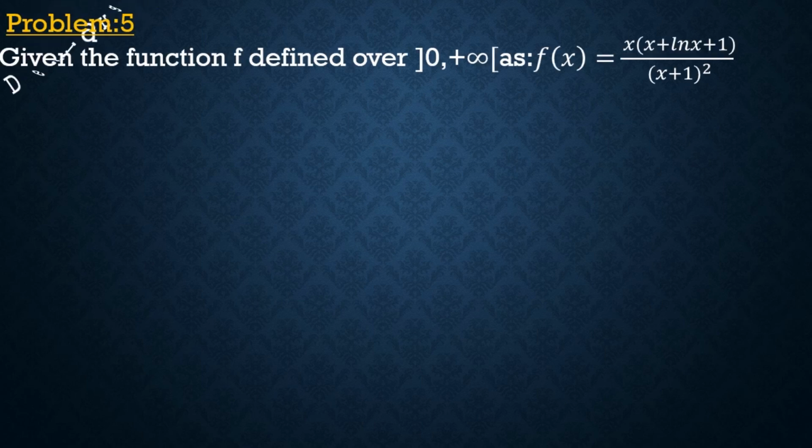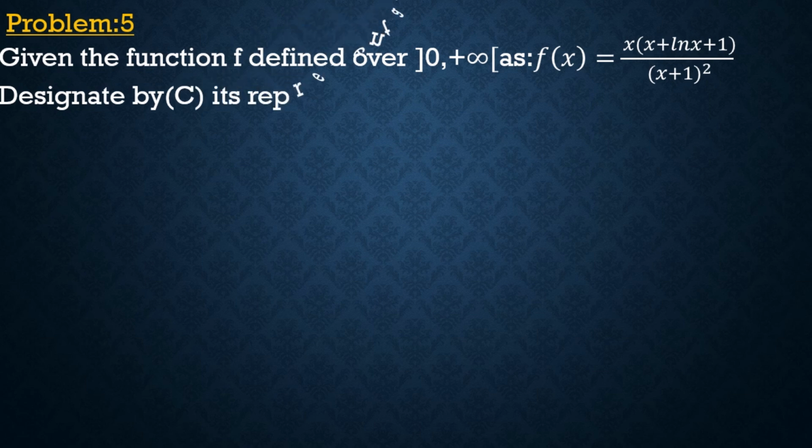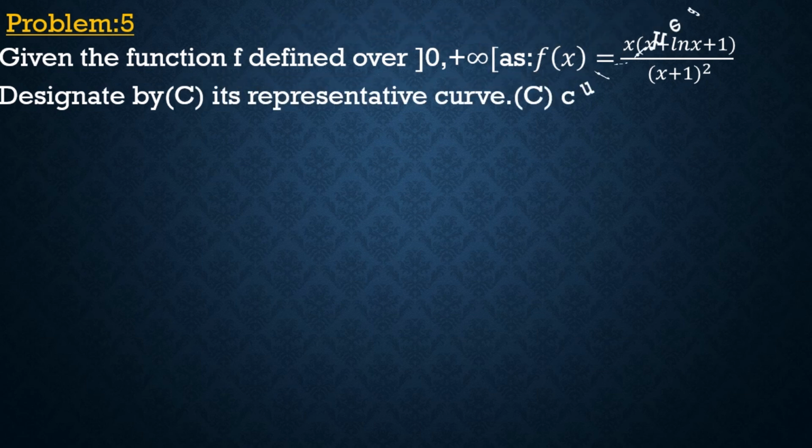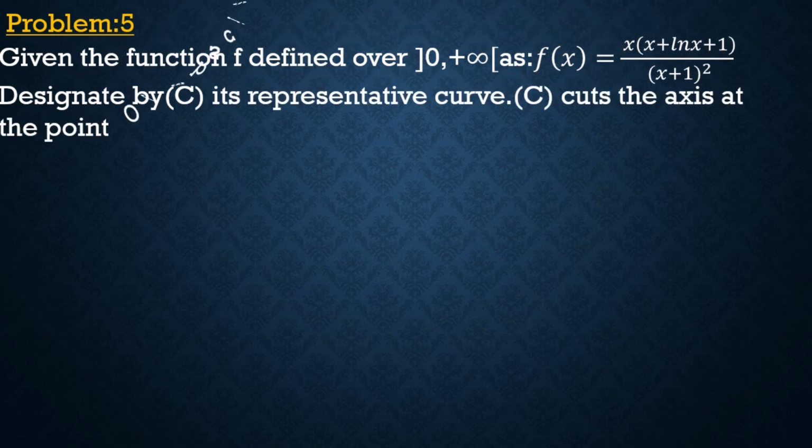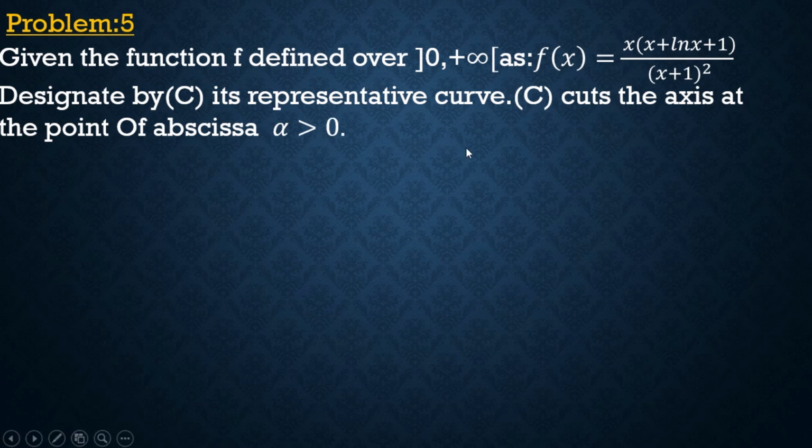In this video we will solve together a new problem containing questions about the natural logarithmic function. Given the function f defined over 0 plus infinity as f of x equals x into x plus ln x plus 1 over x plus 1 squared, see its representative curve. The curve C cuts the x-axis at the point of positive abscissa alpha.